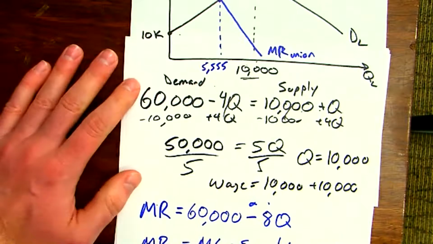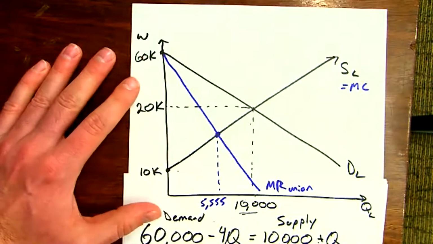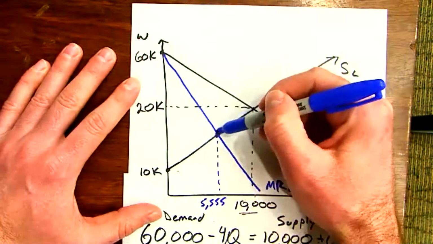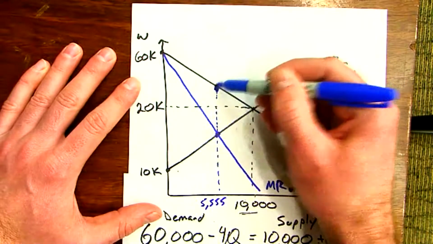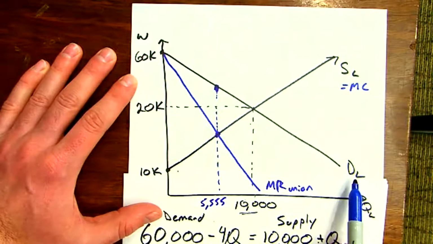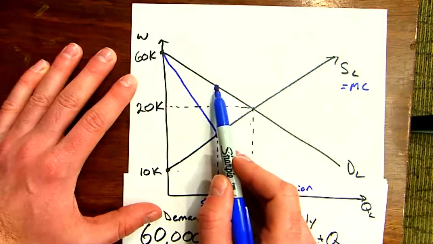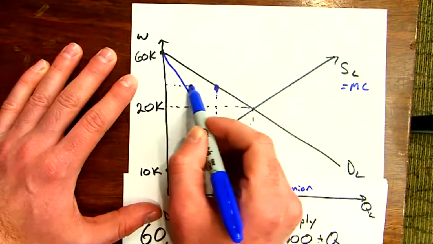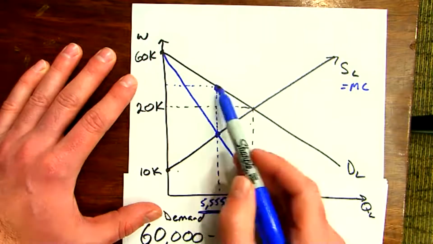So that's our equilibrium quantity. How do I find the wage that the union would be able to demand from the teams? Well, the teams would pay up to whatever the value of that worker's additional wins was. That's the point we're at in the demand curve. So to find the wage here, I would take that quantity of 5,555 and just plug it in.